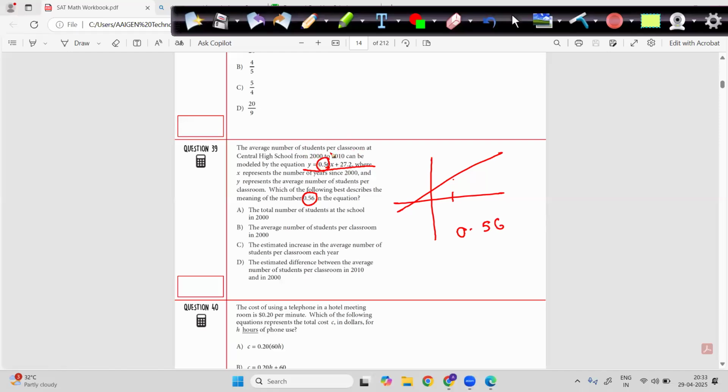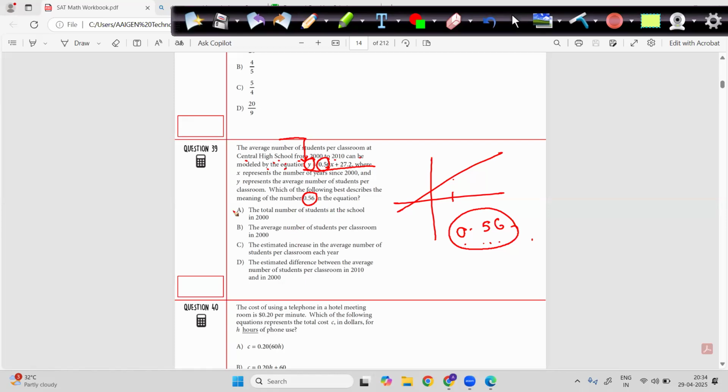The average number of students per classroom at Central High School from 2000 to 2010 can be modeled by the equation. So even before reading the next steps, I can tell what the answer can be. On an average, the number of students per classroom at Central High School is increasing by 0.56 from 2000 to 2010. Every year it is increasing by 0.56.